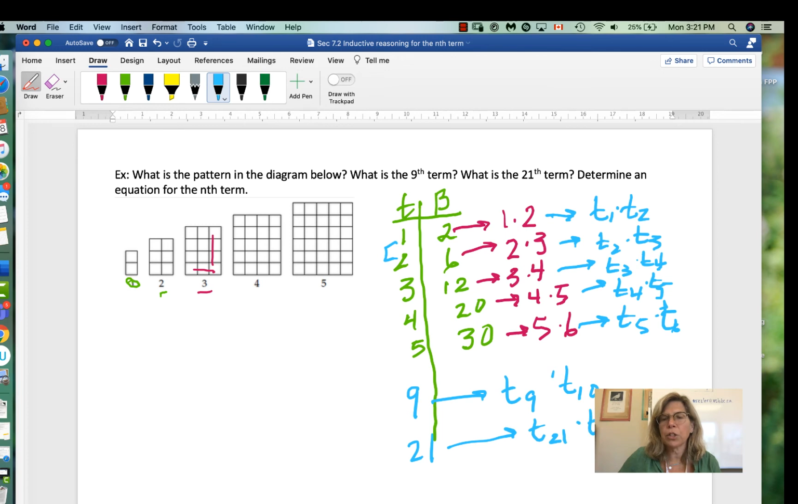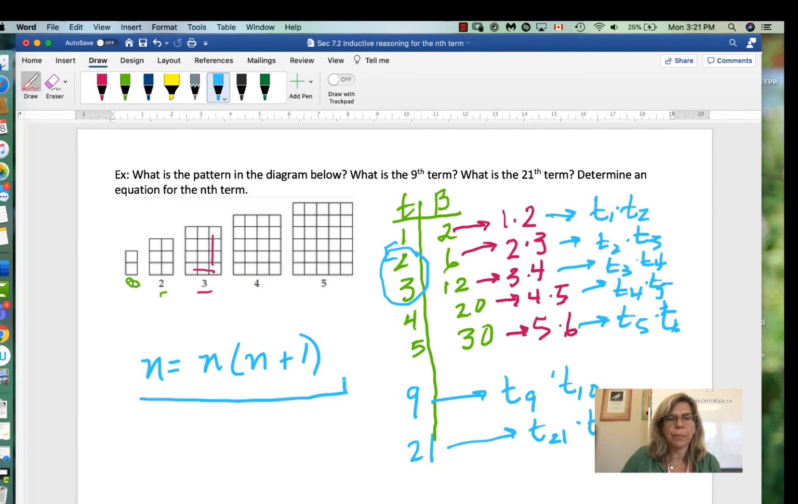So if we want this in a general form, we could say the nth term equals n times n plus 1. Right? So this is n. If we took the case of 6, 6 is the second term, and so if you multiply 2 times 3, you get 6. So that is how we get to the generic n.